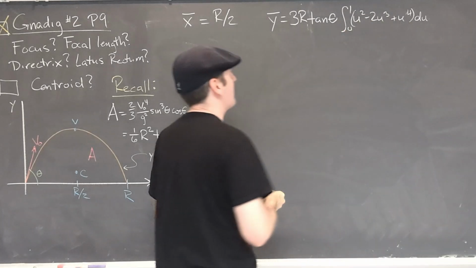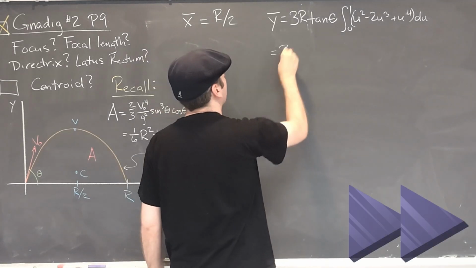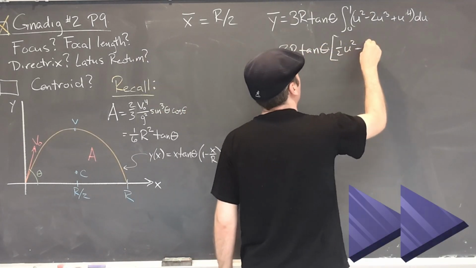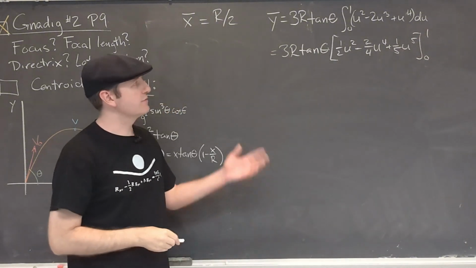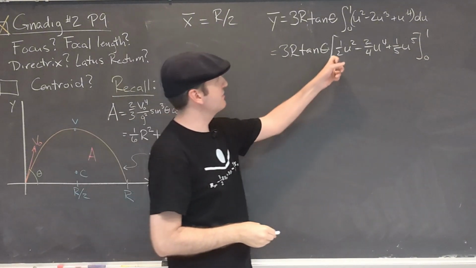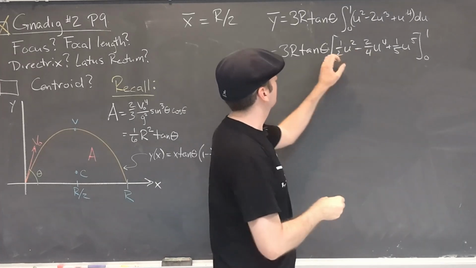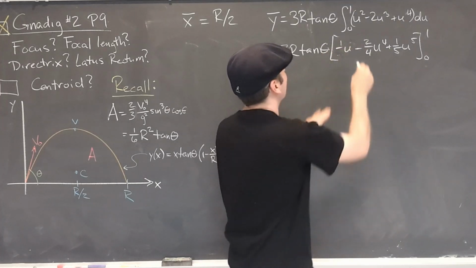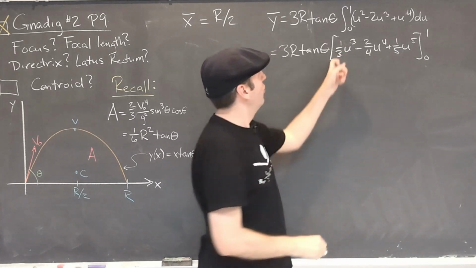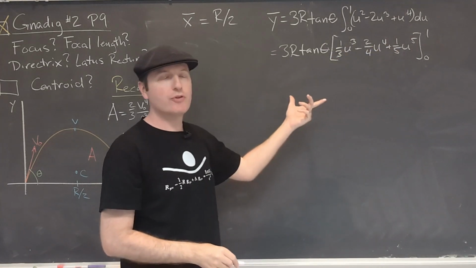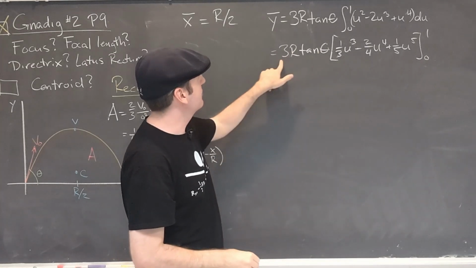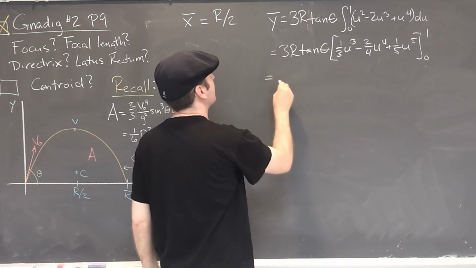It's pretty straightforward, just power rules all the way down. Of course, plugging in u equals 0 gives me 0. Plugging in u equals 1 will just give me a 1/2. Sorry, 1/3. 1/3 minus 1/2 plus 1/5. That ends up being 1/30. That 1/30 will partially cancel with the 3 here.